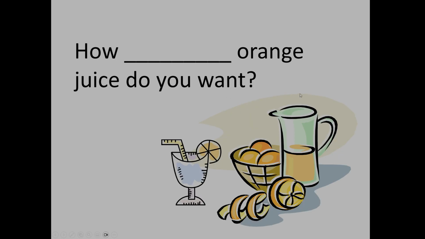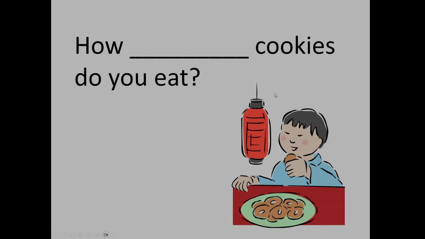So let's practice. Correct. How much orange juice? Here we're not talking about orange, but juice. By the way, orange juice is quite delicious. How much orange juice do you want? Next one. Now we have the word cookies. Countable or uncountable? Which might be the correct option? Let's see it. Yes, many. How many cookies do you eat? It's like my daughter. My daughter loves eating cookies.